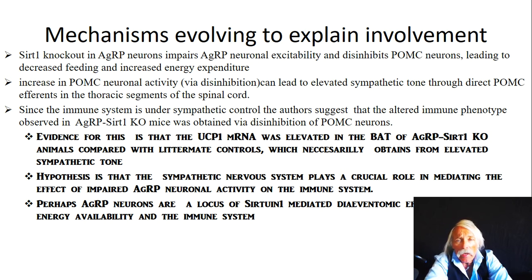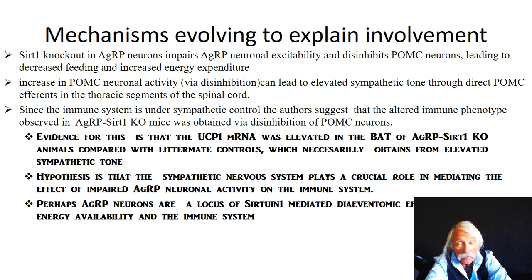We're saying that Sirtuin knockout in the AgRP neurons impairs neuronal excitability, and it disinhibits the POMC neurons, leading to decreased feeding and increased energy expenditure. Okay, so that would be something you might want when you want to find targets for obesity. Now, the increase in POMC, proopiomelanocortin neuronal activity, remember those are in association with the AgRPs, and that you increase the activity by disinhibiting, can lead to elevated sympathetic tone through direct POMC efferents in the thoracic segments of the spinal cord.